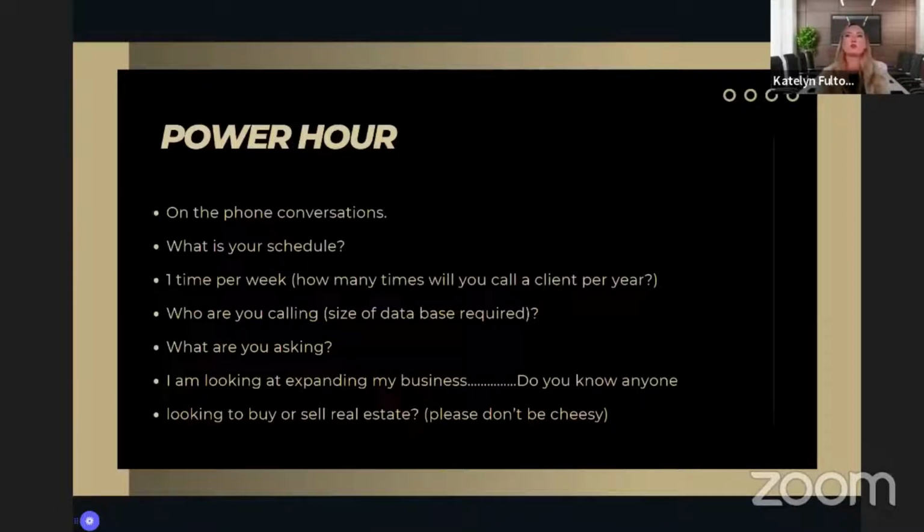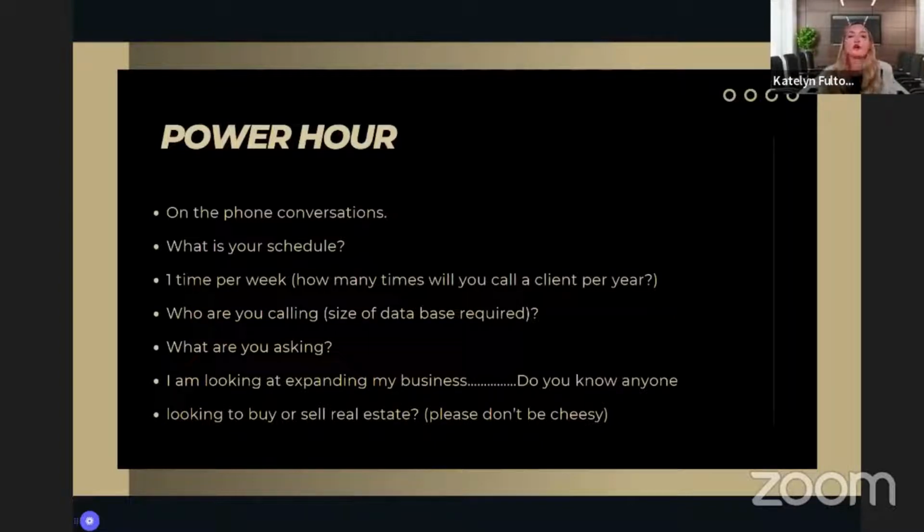What day do you feel the best on? Do you want to wait for Friday because the weekend's coming, get it out, and then you get to enjoy the weekend? Or maybe you want to do it on Mondays, right at the beginning of the week, get it all out of the way. Either way, just select 1 hour per week and how many times you want to call that client per year.